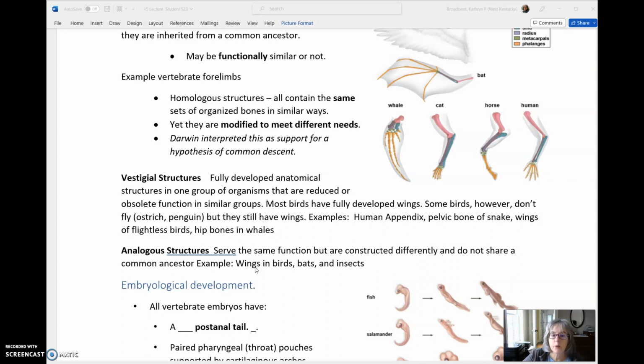Other examples would be things like the human appendix, the pelvic bone in a snake. A snake doesn't need a pelvic bone. It doesn't have legs, but it has a pelvic bone.